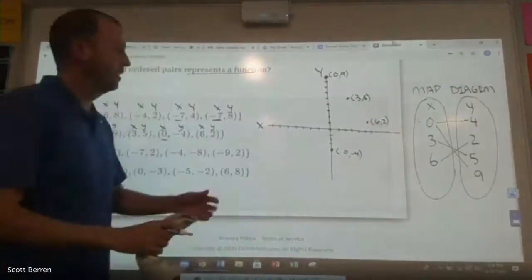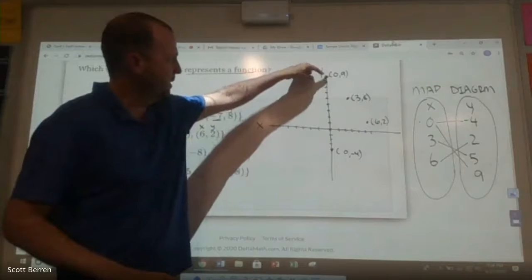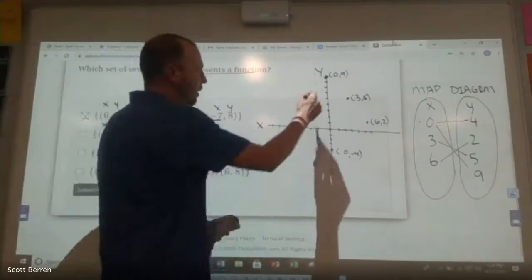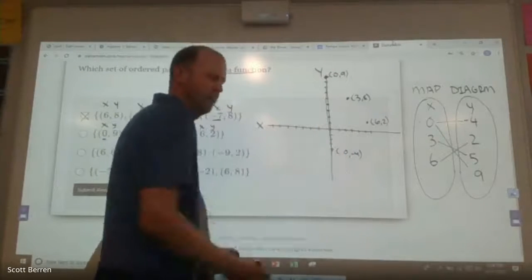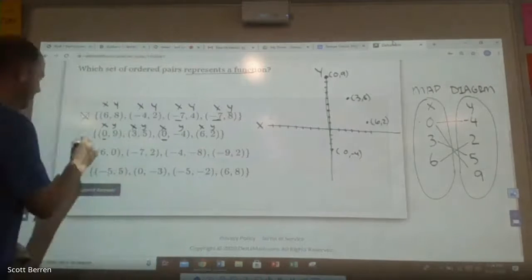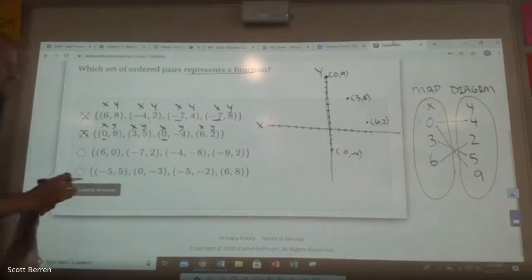All right. So this would not pass the vertical line test because I've got a dot right here at 0, 9. Another one right there at 0, -4. Those two, if I do a vertical line test, not a function. So I know this is not going to be the correct answer. Let's take a look at this one here.